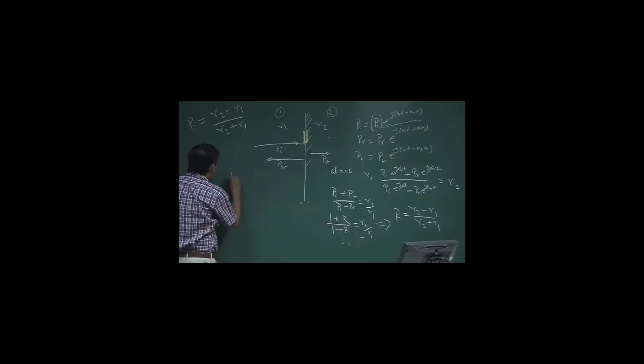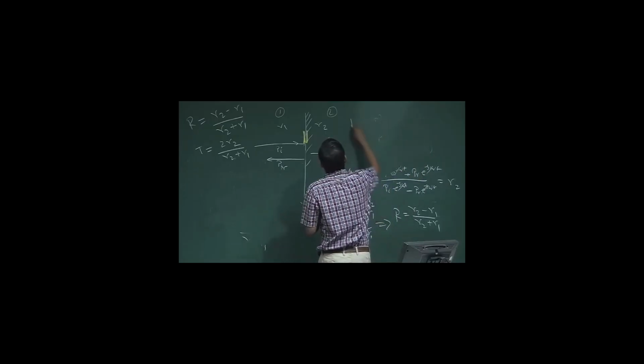What is equation number 1? Pi plus PR is equal to PT. Okay. So, if I divide by Pi, it is nothing but 1 plus R is equal to T. So, T is equal to 1 plus R2 minus R1 divided by R2 plus R1. So, it is nothing but 2 R2 divided by R2 plus R1. So, the transmission coefficient T is 2 R2 divided by R2 plus R1.